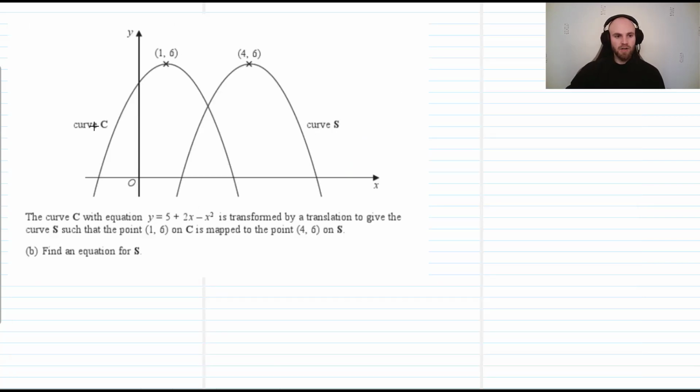Okay, we've got two curves here. We've got curve C and we've got curve S. The curve C with equation y equals 5 plus 2x minus x squared is transformed to give the curve S, such that the point 1, 6, which is here, on C, is mapped to the point 4, 6 on S. Part B, find an equation for S.